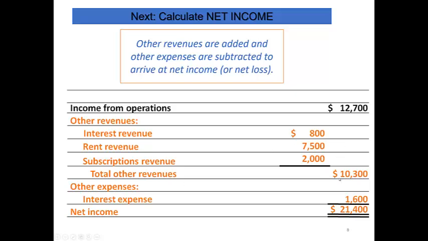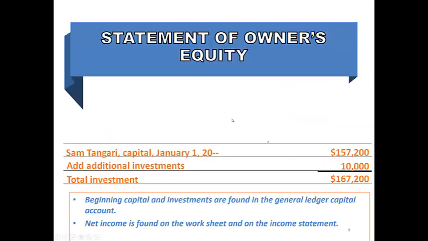So if we add the other revenues and subtract the other expenses, so that'd be 12,700 plus 10,003 in revenues minus 1,600 in other expenses, we finally get our bottom line, or our net income, of 21,400. Now that, of course, is carried over to the statement of owner's equity. That statement starts out with beginning capital, and then it ends with ending capital.